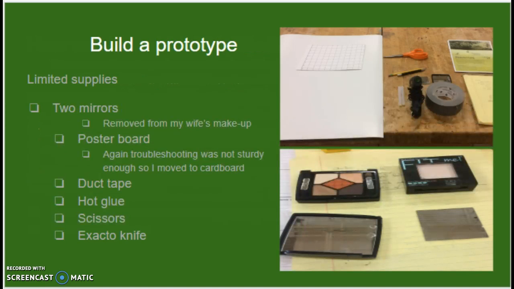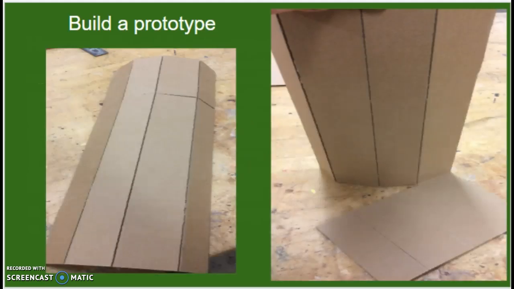When building prototypes, I limit my students' supplies so that I can have groups and groups of students participate in creating activities. So I wanted to do that same thing through this process. The only thing with the mirrors, my wife donated some of her pocket makeup kits, so I had to remove the mirrors from there. And again, I was going to use poster board, but after I was doing some troubleshooting, I didn't think that would be heavy enough.